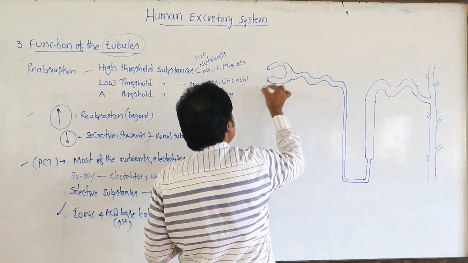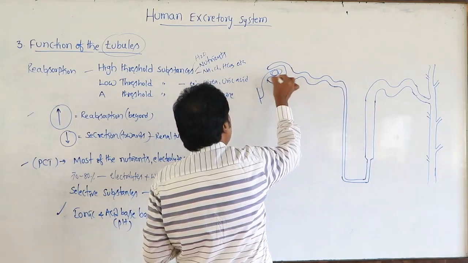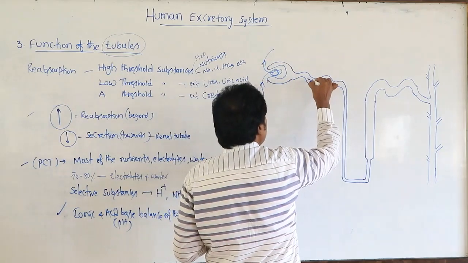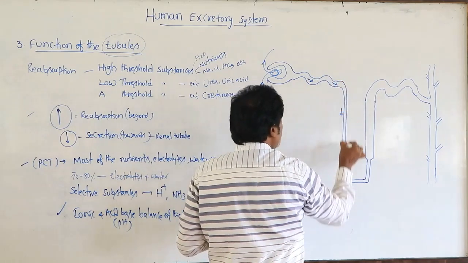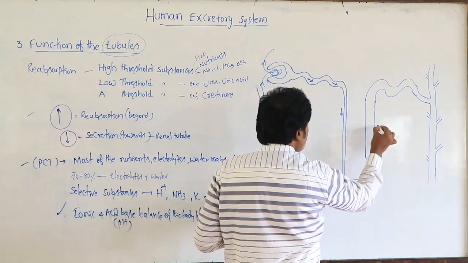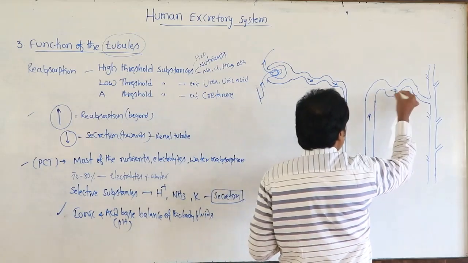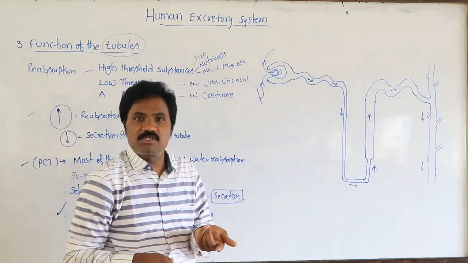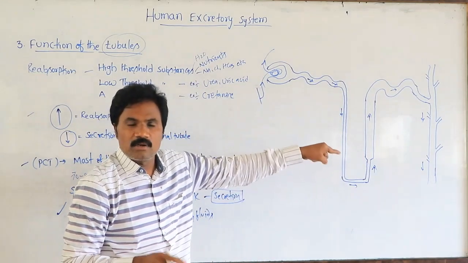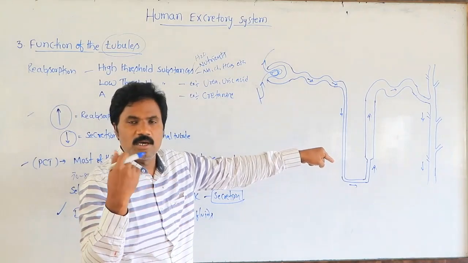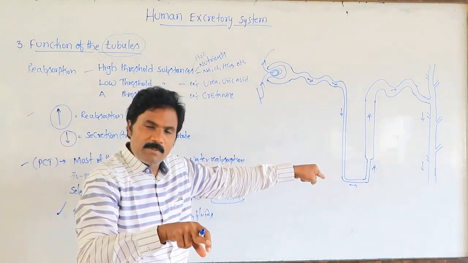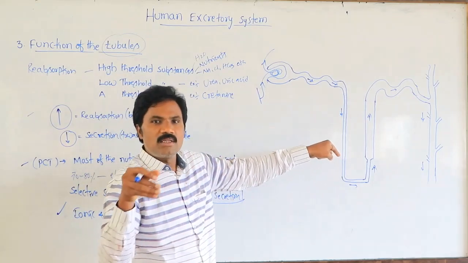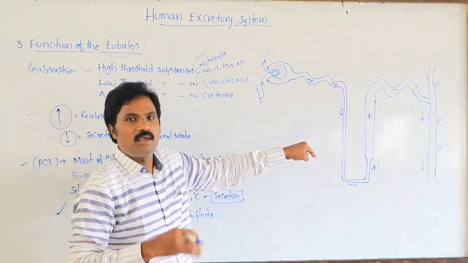This is the Bowman's capsule, afferent arteriole, glomerulus, and efferent arteriole. It is moving towards this direction. This is the way of the direction. Already I said in the first class how it will be moving. After a group of collecting ducts, it forms the duct of Bellini. It enters the renal pyramid, then the pelvis, then ureter, then urinary bladder, and urethra. Like that it is expelled from our body.